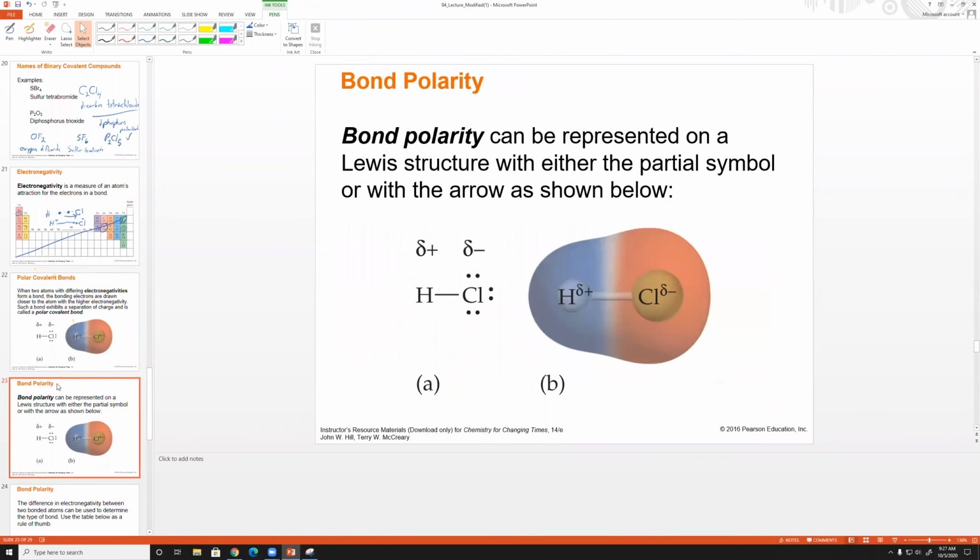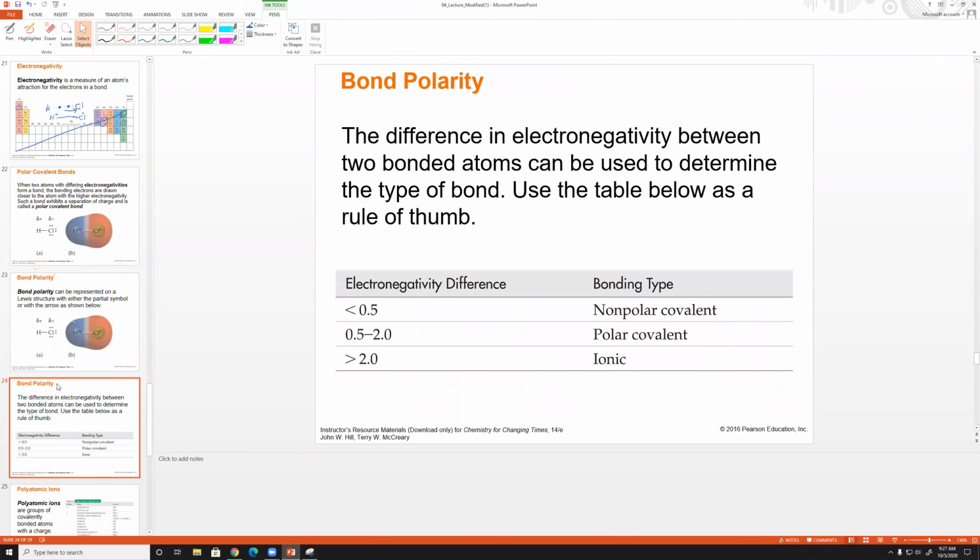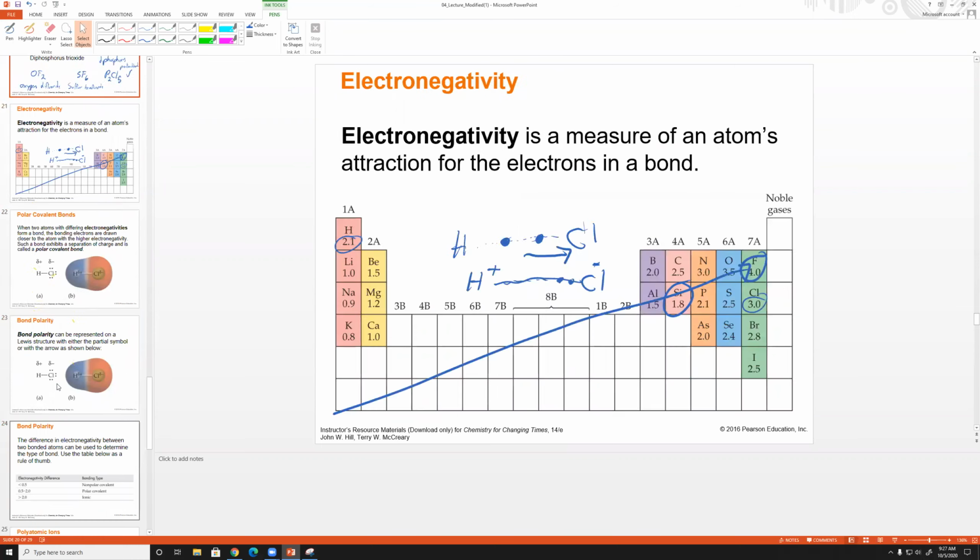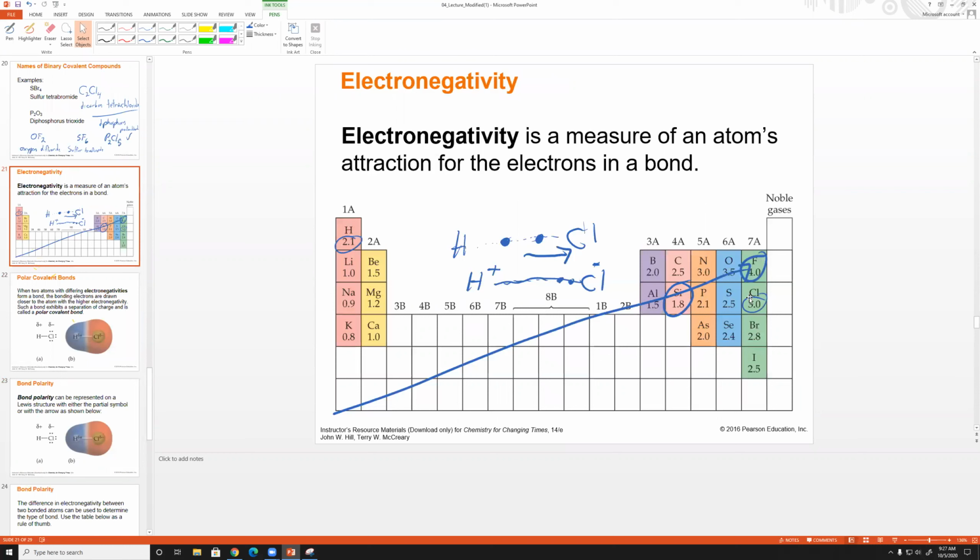Okay, so you can have bond polarity. That's what I talked about already. And we're not going to focus on the numbers, so don't worry about that. Just worry about the trend. Now, if I give you, I'll just give you another one. If I give you, here's a trick one.